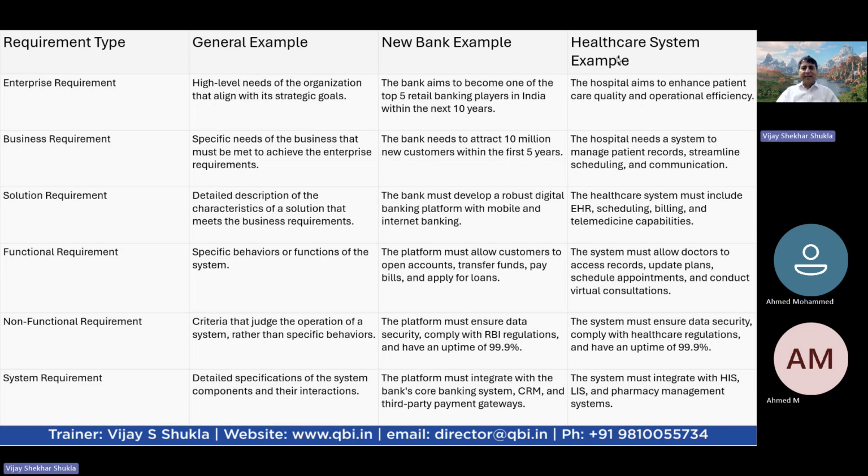No, no, these are two different examples. So far, we have discussed an example for an e-commerce platform. Then there is a bank which has received a license. Now, when you have received the license and you have an aim to become among the top 5 retail banking players in the next 10 years, this is your enterprise goal or enterprise requirement. Everything will be taken up keeping in mind this goal.